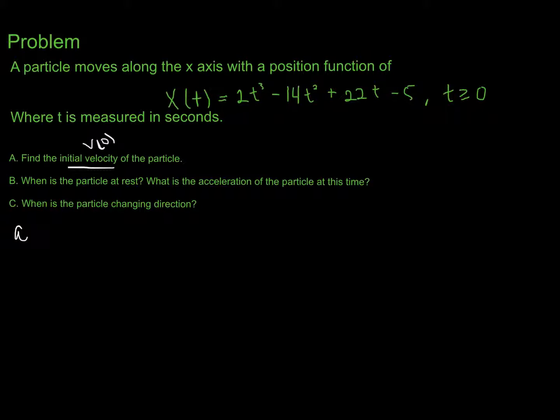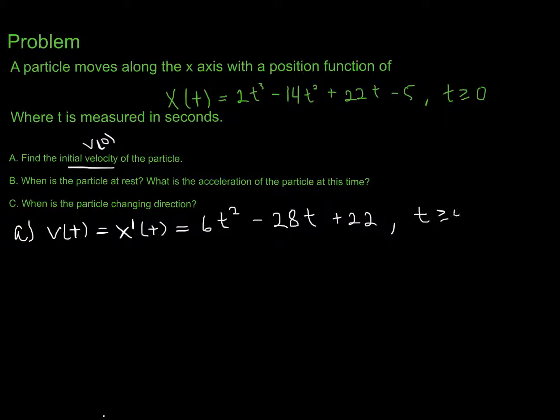All right, so here we go. I want to find the velocity function, which is the derivative of the position function, and that is going to be 6t squared minus 28t plus 22. And of course, this is when t is greater than or equal to 0. Once I have this function, I can now find the initial velocity by evaluating when t is equal to 0. We can see that this is going to be 22.